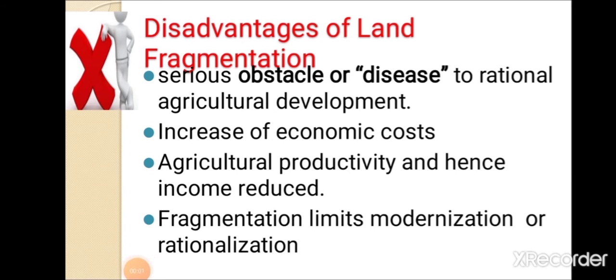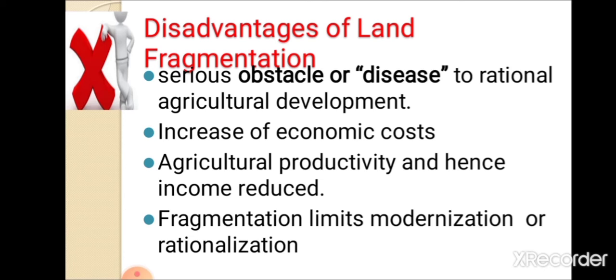After causes of land fragmentation, next point is disadvantages of land fragmentation. So there are so many disadvantages of land fragmentation. In that, first one is that it is an obstacle or disease to rational agricultural development. So land fragmentation is the disease or obstacle in rational agricultural development because it suppresses mechanization, causes inefficiency in production and involves large cost to alleviate its effect.